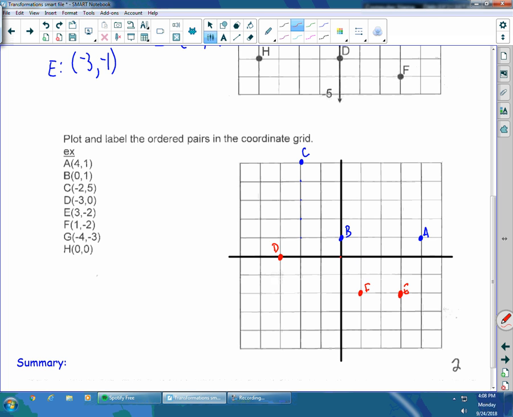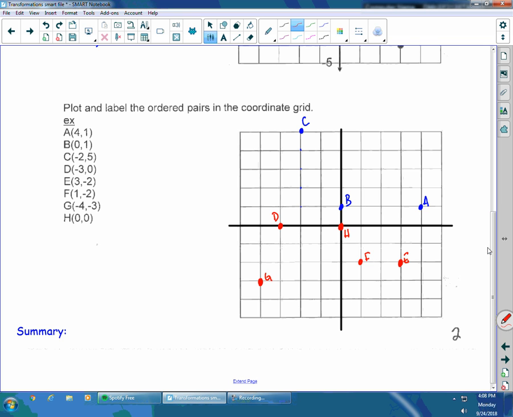G is at -4, -3. So for G, I'm going to go 1, 2, 3, 4, and then down 3. 1, 2, 3. That's going to be where G is. And H is at 0, 0. Okay. Hopefully, again, this was a review of the coordinate plane and you remember how to find your coordinates.